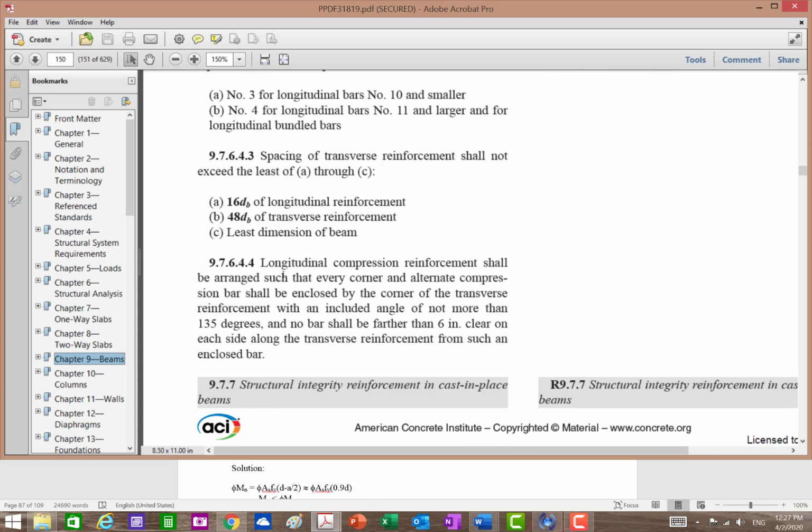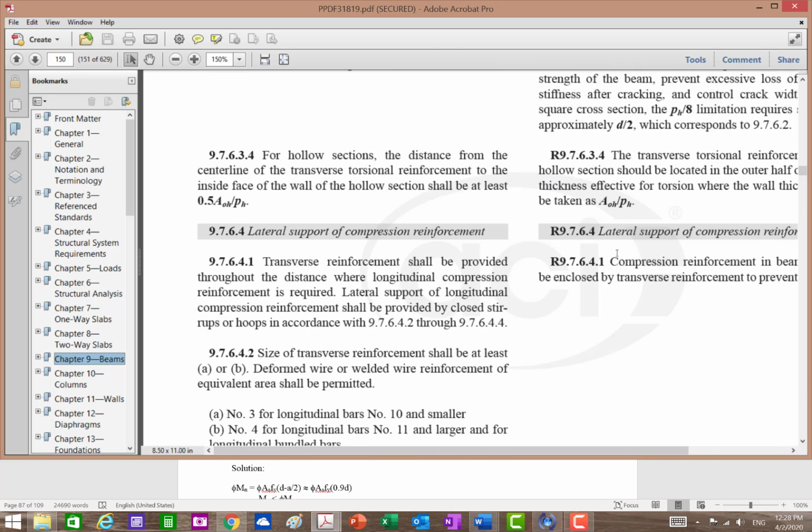The other thing here is this one. You need to place it such that every corner and alternate compression bar shall be enclosed by the corner of a transverse reinforcement with an included angle of no more than 135 degrees, and no bar shall be further than 6 inches clear on each side along the transverse reinforcement from such an enclosed bar. Let's see, they have a drawing here.